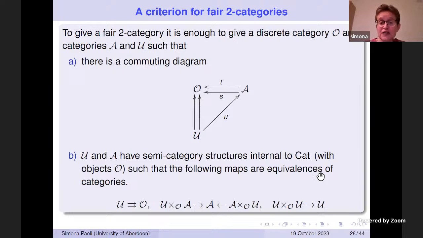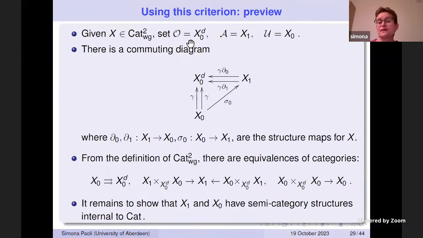So let's start from a weakly globular double category and see whether we can actually get this data. And it turns out that a lot of this is quite straightforward. What is straightforward? The objects are going to be x0d, the discrete category on the connected components of x0. The arrows are going to be x1. The weak units are going to be x0. And then immediately you have this commuting diagram. What else is straightforward? Remember that x0 was equivalent to x0d, so we know that these 2 maps, which are equal, are equivalences of categories. We needed that.